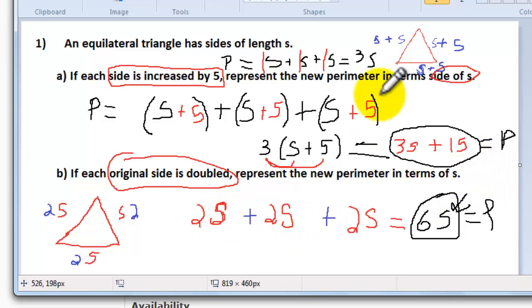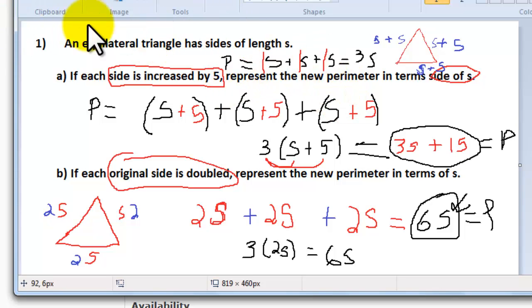You could also think of it as 3 times 2s. Just like we did here, we did 3 times the s plus 5 because the side was increased by 5. You could also say 3 times each side doubled, so 2s. So 3 times 2s, but that would also give us 6s. So whether you look at it as these 3 added, 2s plus 2s plus 2s, or multiplied 3 times 2s, it's still the same answer.